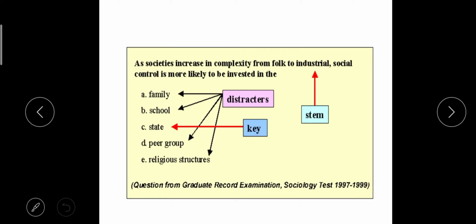As a society increases in complexity from the folk to the industrial society, social control is more likely to be invested in the dash. Distractors, key and stem. I'll tell you. The distractors are family, school, state, peer group and religious structure. And the key is the state. The state is the correct answer, but the remaining are distractors. They look the same: family, school, peer groups are all similar to each other.